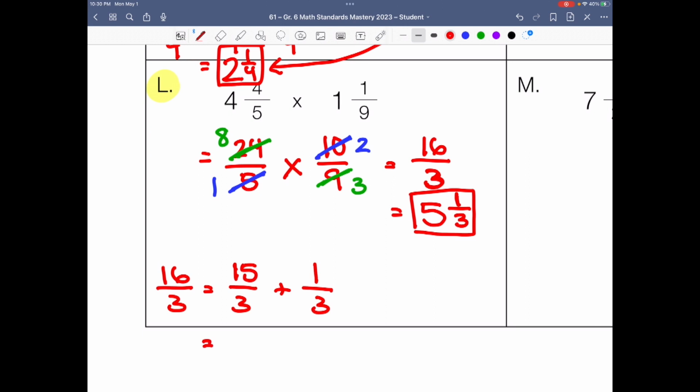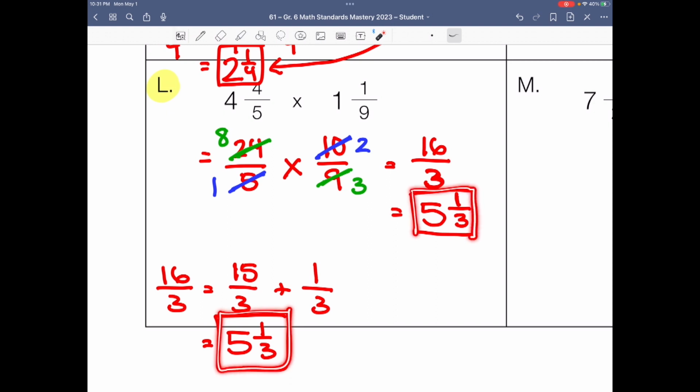And now we can see our answer. So 15 divided by 3, that's 5. Big whole number 5. What's left over? 1/3. So write down 1/3. Final answer, 5 and 1/3, which matches the 5 and 1/3 that we found here when we use a shortcut.